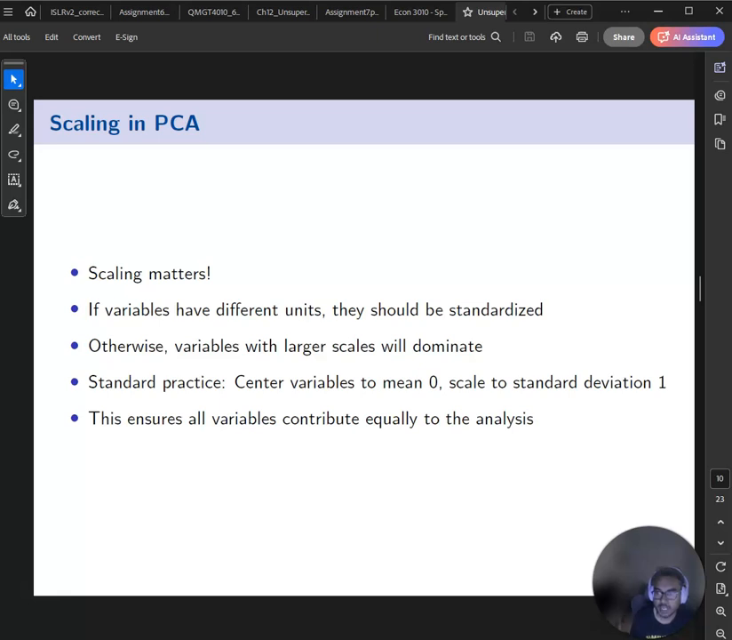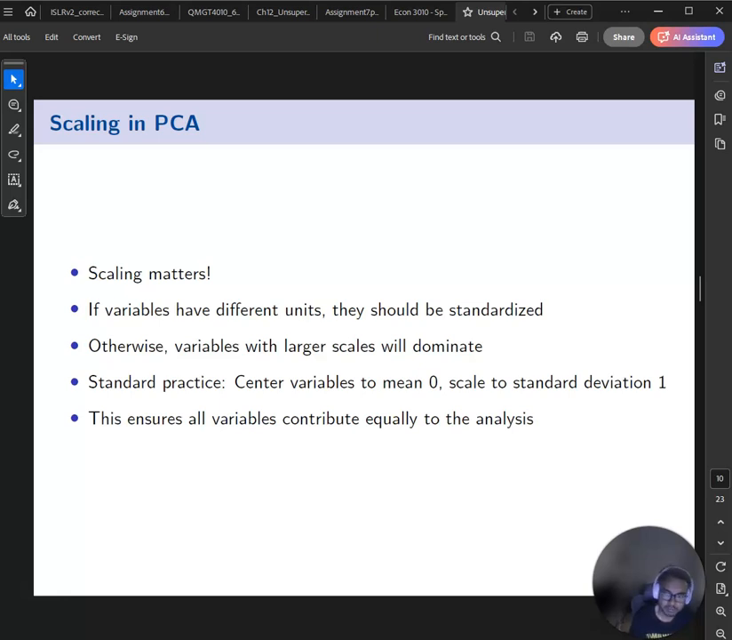For example, if you have one variable measured in thousands, like income in dollars, and another in small units like age in years, the income variable will have a much larger influence on the principal component simply because of its scale. The standard practice is to center our variables to have zero mean and standardize them by subtracting the mean and dividing by the standard deviation. This process is called standardization, and it ensures that all variables contribute equally to the analysis.